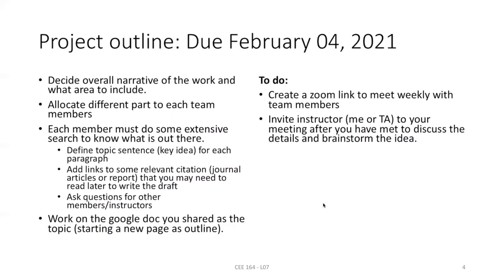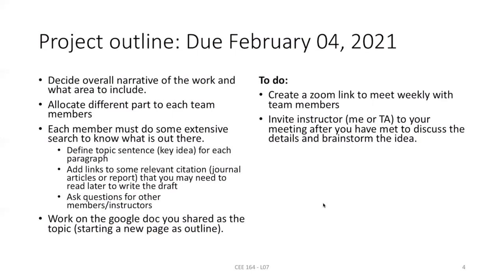Decide the overall narrative of the work: what areas to include, what not to. That's something you can discuss with me, so that I can help you know whether this is good enough or whether this information is available online for you to work on. Once we have the outline, and during the outline stage, we assign different tasks to different students. That means different sections will be done by different students. That way, as a whole, you can finish the project much faster.